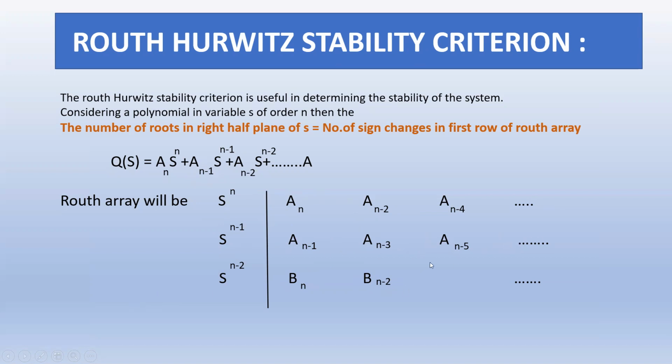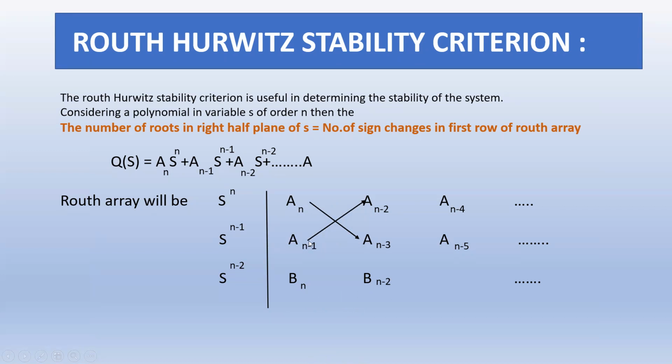So that's how we can find out the remaining coefficients of powers of s^(n-2). Let us see how we can find these coefficients based on the coefficients taken alternately in the Routh array. So Bn is the multiplication of these two, An into An minus 3, minus the multiplication of these two, An minus 1 into An minus 2, divided by this coefficient over here, An minus 1.